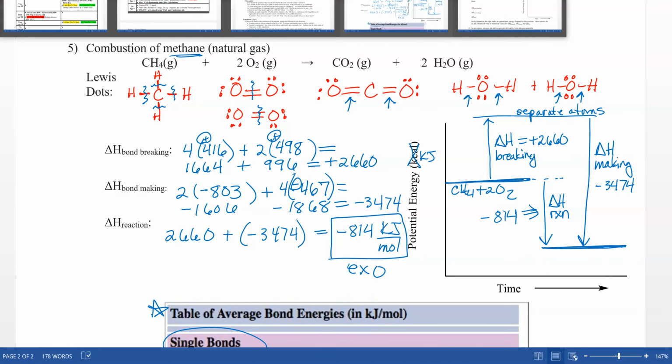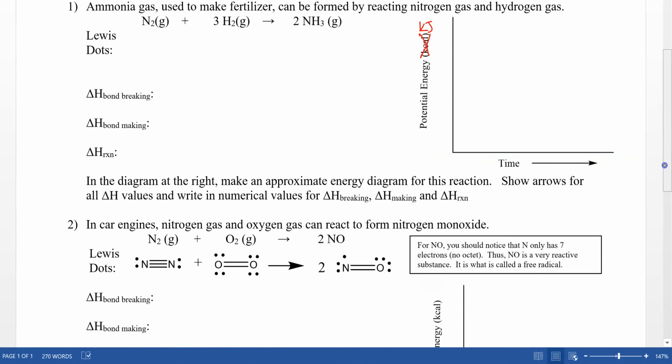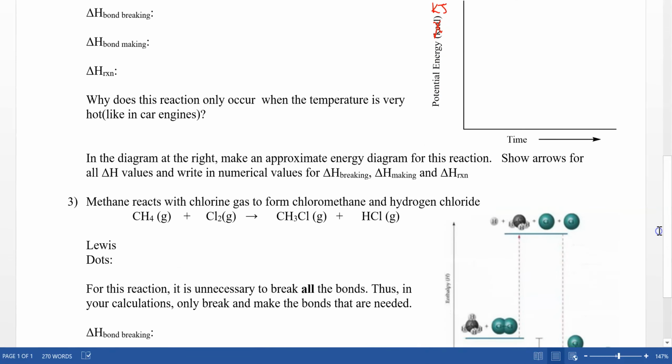Let me just pull up the homework really quick. I just want to warn you, you just have this one page. You're going to be figuring out the delta H of each of these reactions. You're going to have your diagrams over here. We're not going to do them in kilocalories, as it says. We're going to change that to kilojoules for all of them. You can change this one to kilojoules too. And then I think other than that, you're in good shape.